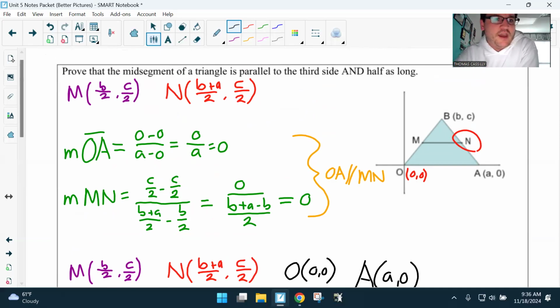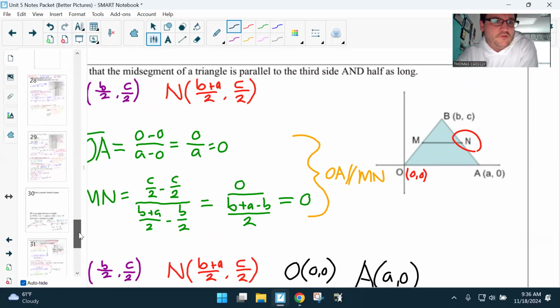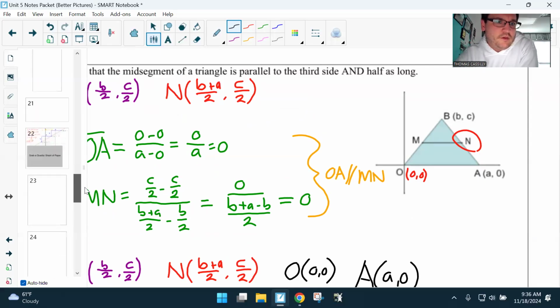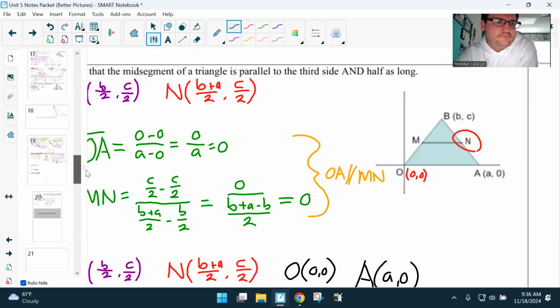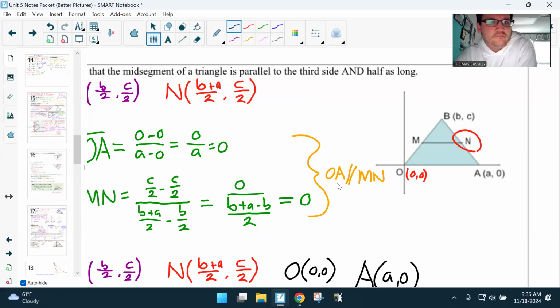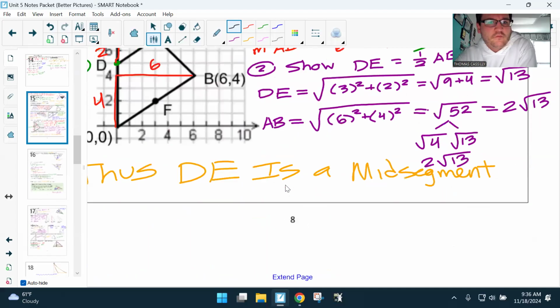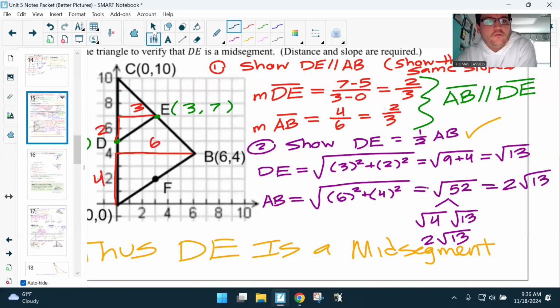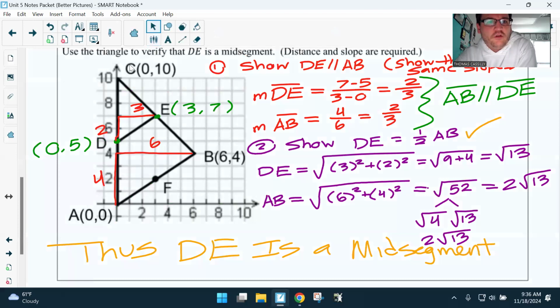If you want to look back to 5.4 when we first introduced this, we showed it for this specific triangle, just this one case. We used actual hard numbers for this one, so that is not a proof. That is just an example.